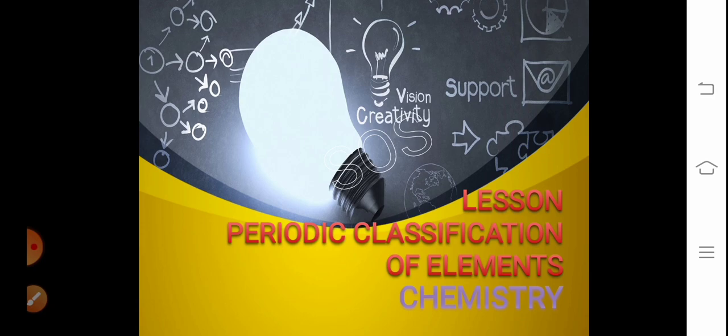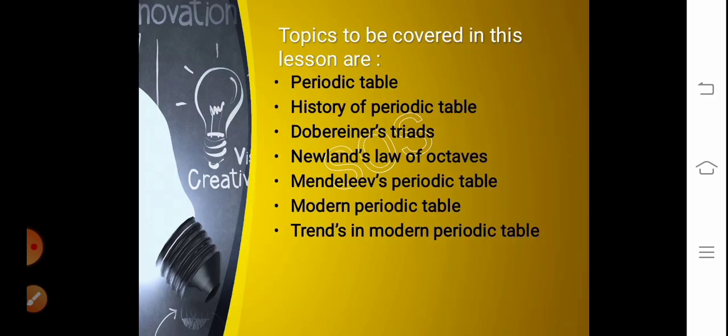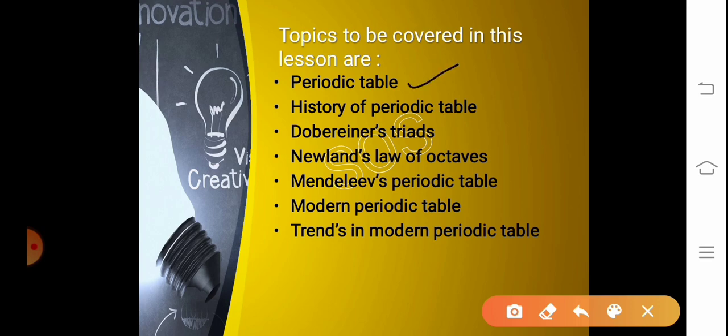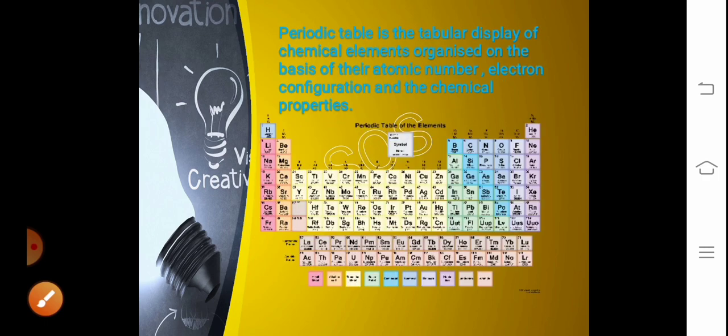Let us understand what are the topics which you are going to understand under this lesson. The topics to be covered in this lesson are periodic table, history of periodic table, Dobereiner triads, Newland's law of octaves, Mendeleev's periodic table, modern periodic table, trends in modern periodic table. So these are the various topics which we are going to understand in this lesson. Now let us understand the first topic. What is meant by the periodic table?